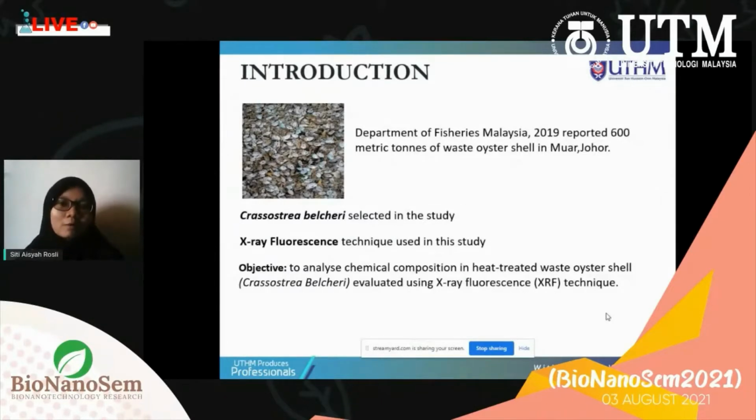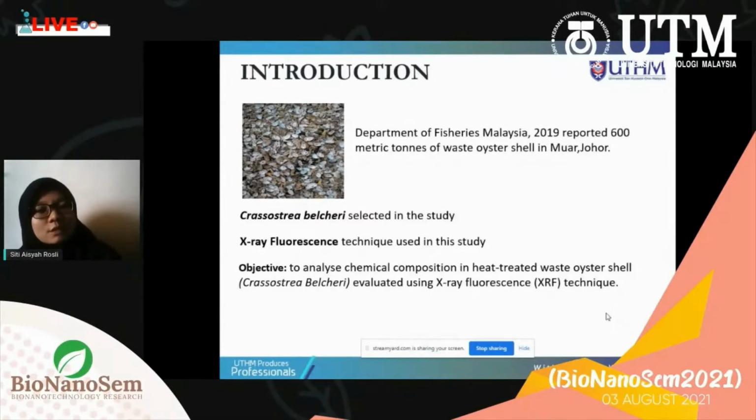First, according to the Department of Fishery Malaysia, it is reported that in Muar, there are 600 metric tons of oyster shells. And the abundance of oyster shell, which is a rich natural source of calcium, is treated as waste. In Malaysia, there are two species named Crassostrea iridescens and Crassostrea bilineata. However, in this study, we choose Crassostrea bilineata due to being consumed as an exotic seafood near Muar River.